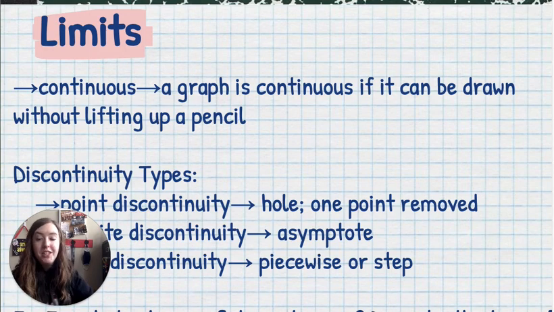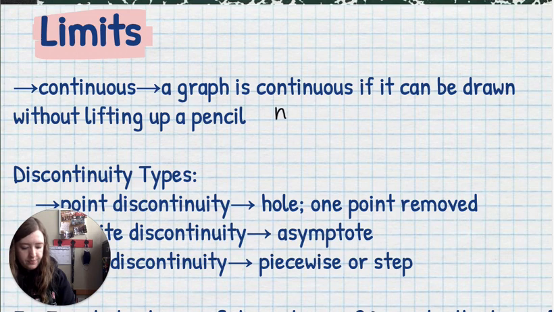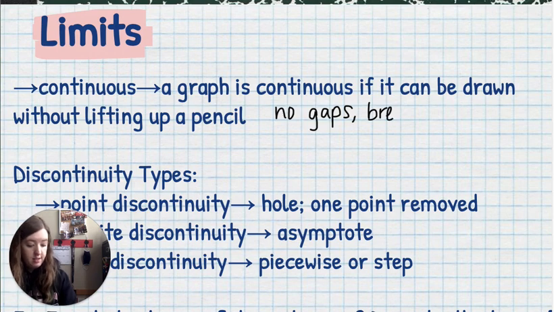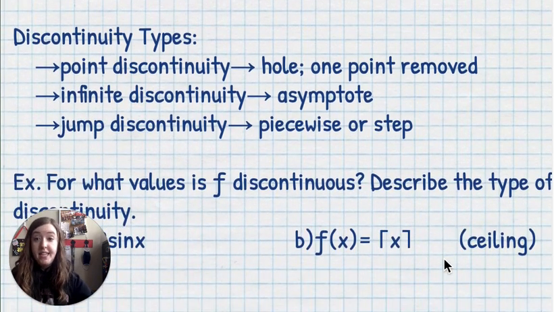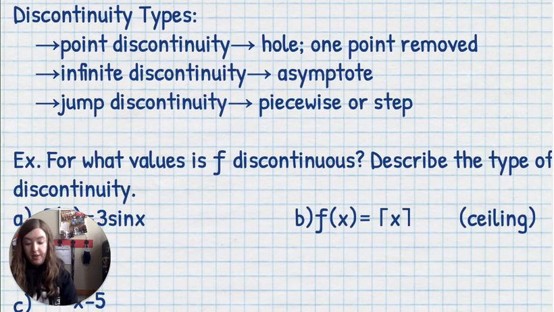Now before we actually get to talking about what a limit is, let's talk about what it means to be continuous. So a function is continuous if it can be drawn without lifting up your pencil. There's no breaks or gaps or anything like that. So there are three different types of discontinuity.